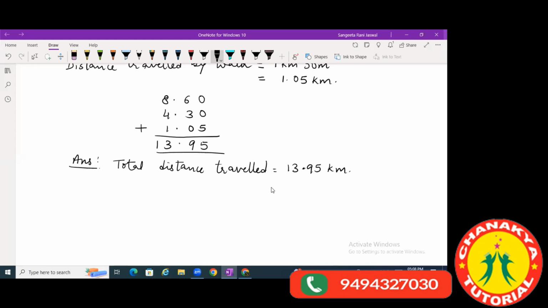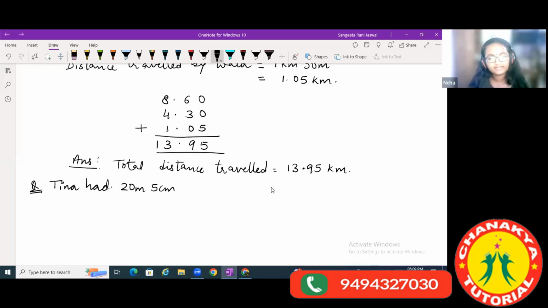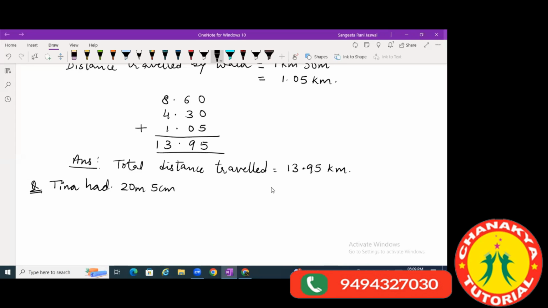Let's do another question. Tina had 20 meter, 5 centimeter. Okay, leave this question. This is subtraction. We have not done subtraction yet, no? Ma'am, but it's the same as addition. The method is the same. Chalo, let's take this question. This is on subtraction actually. Okay, never mind. We'll take this.